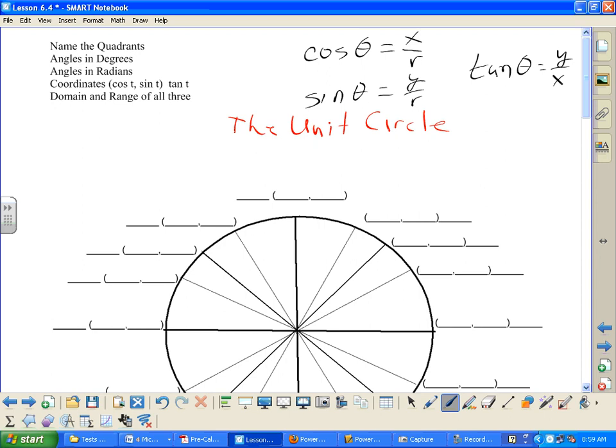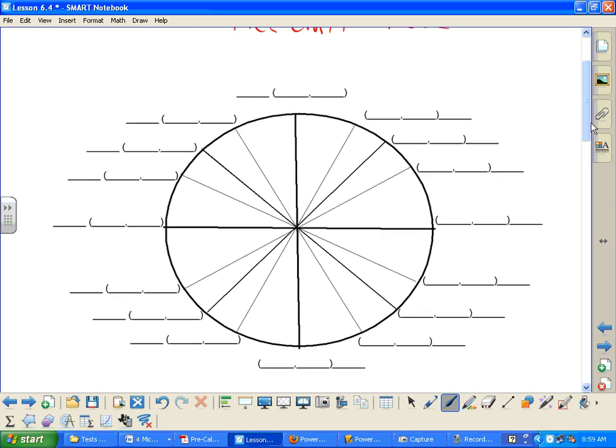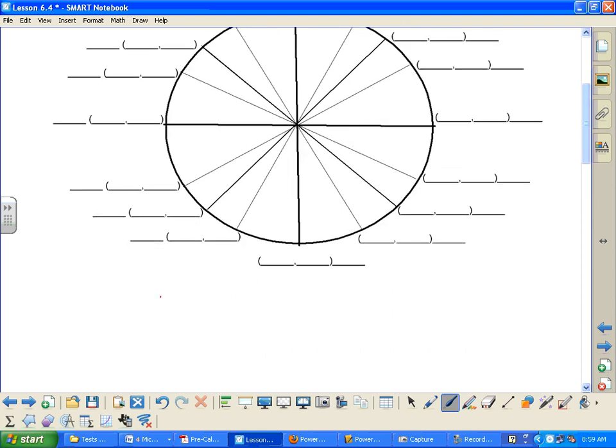All right, so we're going to start with the quadrants. So what are the four quadrants we have? How do I label them? Okay, so they're 1, 2, 3, and 4, but where does it start and how does it go? Okay, so we've got 1, 2, 3, and 4. All right, there's our four quadrants.